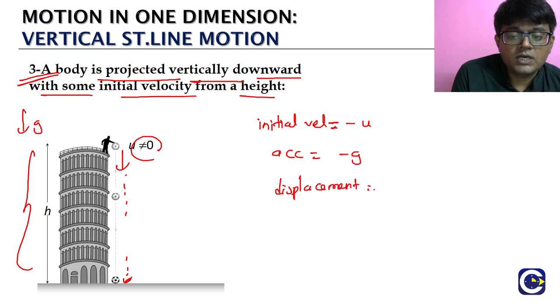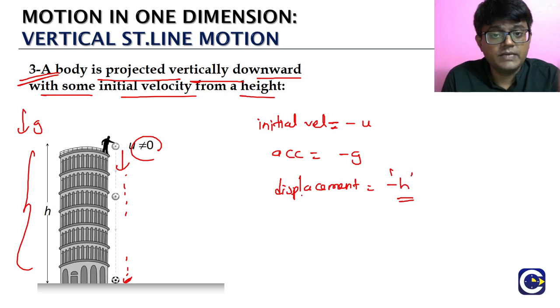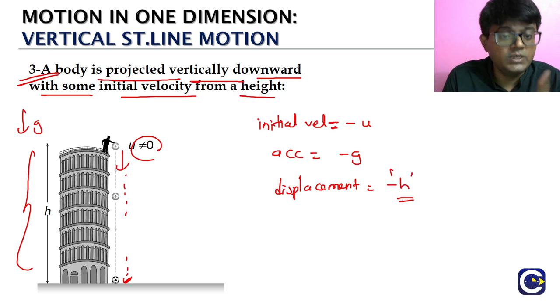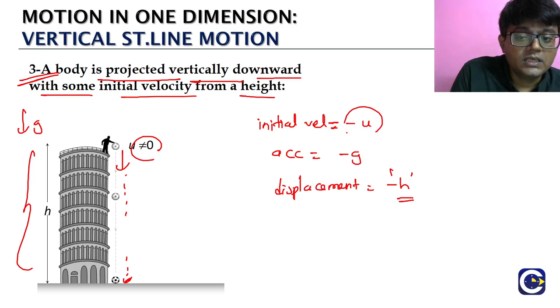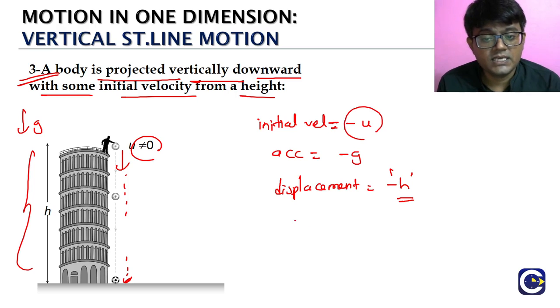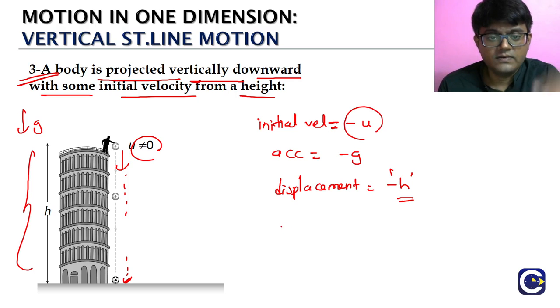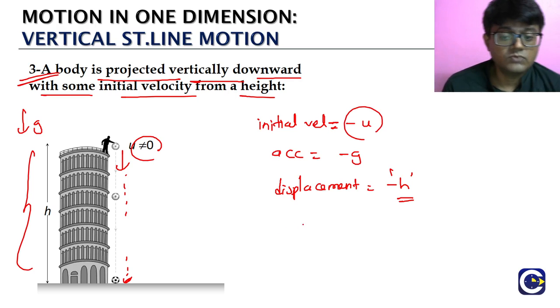Then when it has come down fully, what is the overall displacement? It has come down by h, just like case 2. When it is finally coming down, the overall displacement will be minus h. The only difference between case 2 and case 3 is that case 2 doesn't have any initial velocity, while case 3 has an initial velocity, pointed downwards.